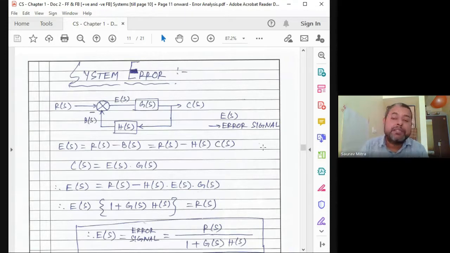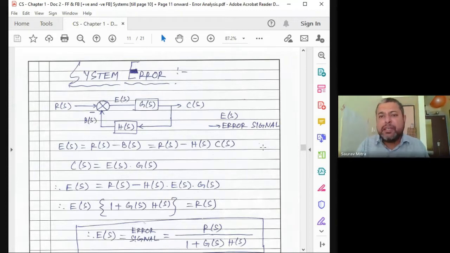And the third system is a type 2 system. That means suppose G(s)H(s) is 1 by s square into (s plus 1). Whenever there is an s square in the denominator of G(s)H(s), it's a type 2 system. For this given system, with input unit step, input ramp, and input parabolic, find out the steady state errors. So these are the three things we are going to see in coming days.